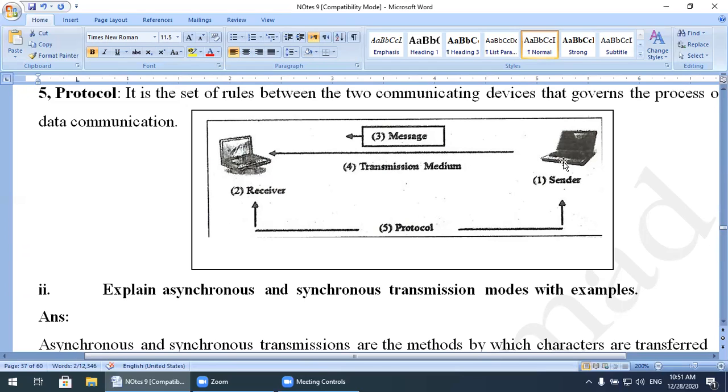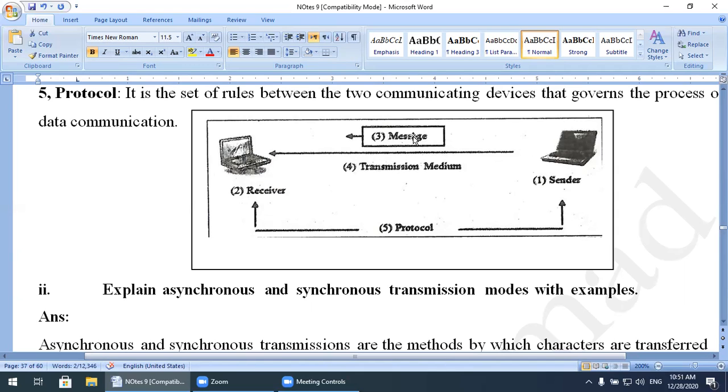Which things are involved? Let me give you an example: you are communicating with the help of WhatsApp. You are talking with your friends, fellows, and your mama, baba, etc. So there are two things that must be involved. One is the sender, another one is the receiver. Let's say this laptop is the sender, and this one is the receiver. So the sender sends the data and the receiver accepts the data.